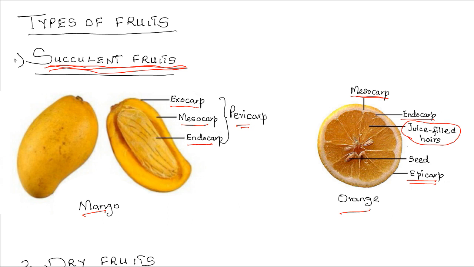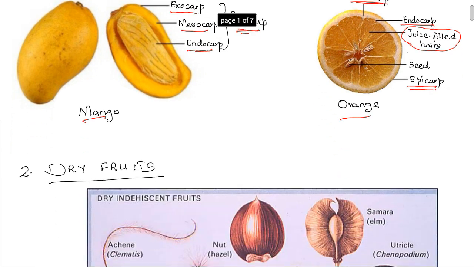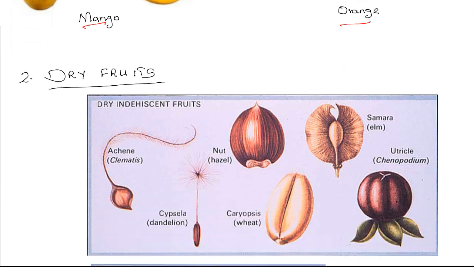What characterizes them is that in the pericarp there are three distinct walls. The other type of fruits are the dry fruits, in which the pericarp is dry and the three layers are not distinguishable. There are two types of dry fruits.